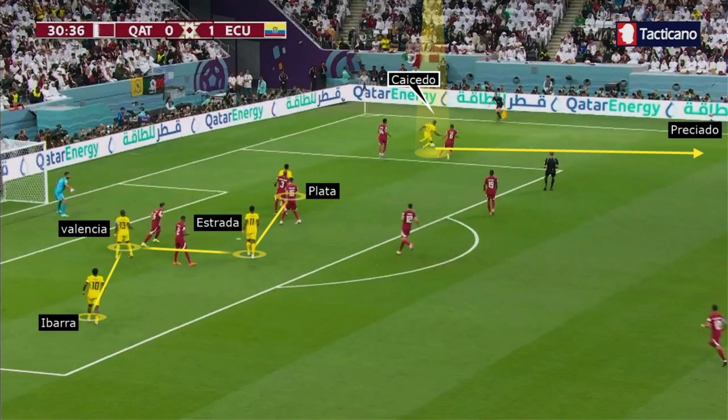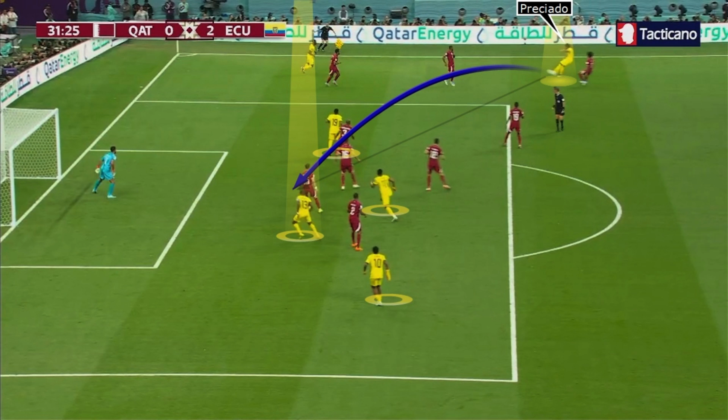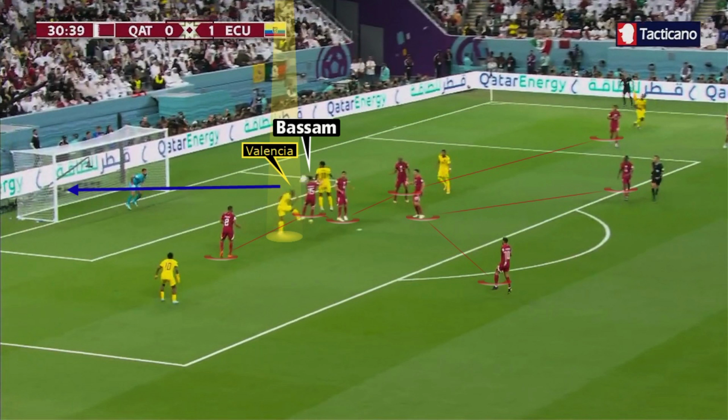He goes with the ball on the right side and consumes time intelligently until the support from the right back arrives. Preciado with occasional play of one touch. Valencia scored after Bassam failed to cover and intercept the ball.